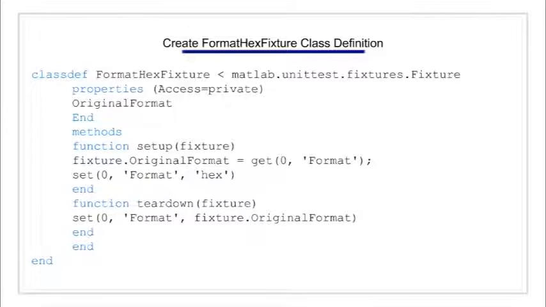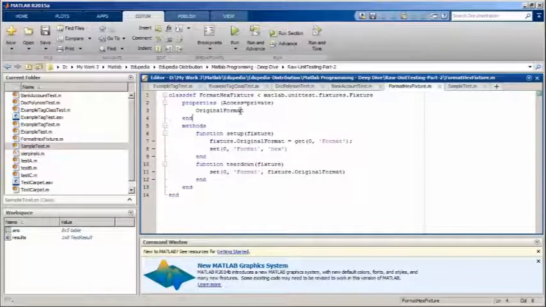Next, I have implemented setup and teardown methods. All subclasses of the fixture class must implement the setup method. I am going to use this setup method to record the pre-test display format and set the format to hex. I am going to use the teardown method to restore the original display format. These setup and teardown methods are created inside the methods block of the format hex fixture.m file. This is the format hex fixture that we are going to apply to our test class.